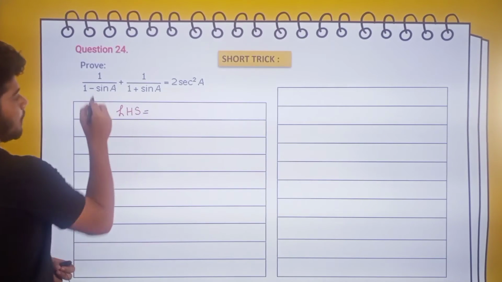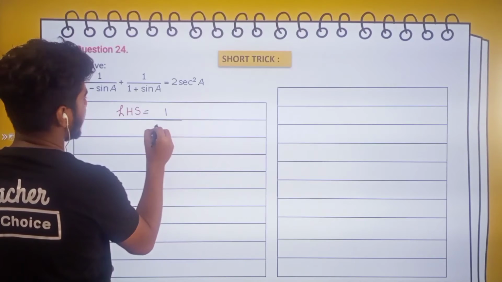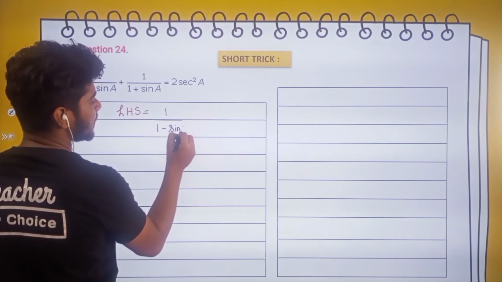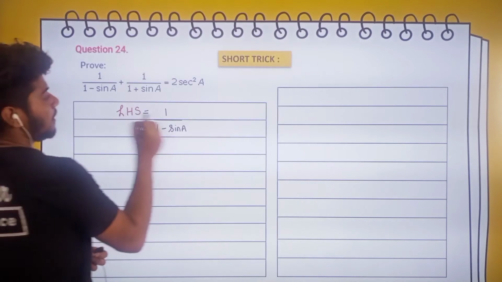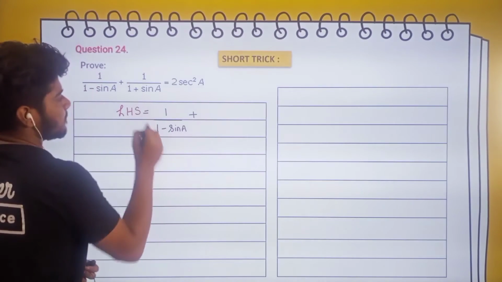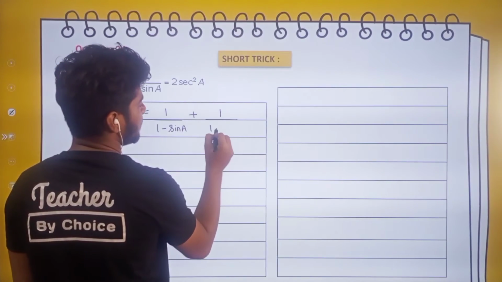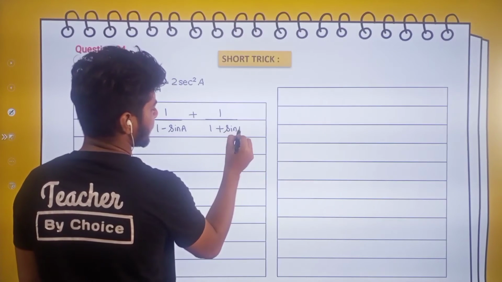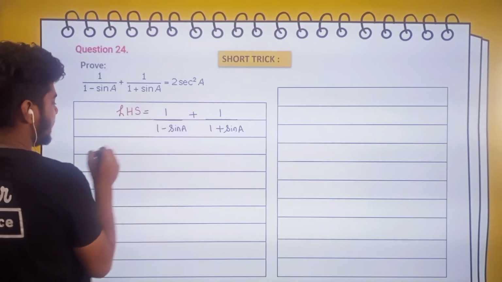LHS में क्या दिया हुआ है? 1 upon 1 minus sin A. It is similar to the previous sum which we have discussed. Plus 1 upon 1 plus sin A. Right? Now cross multiply कर लो.